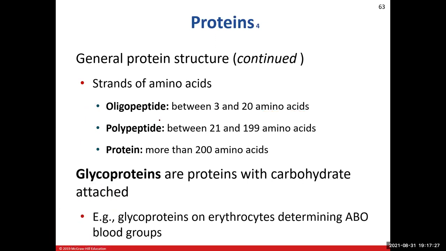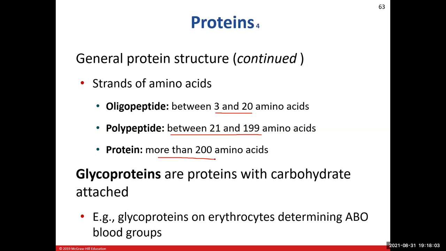So when you have, all right, a peptide string of amino acids, right? If it's between 3 to 20, it's an oligopeptide. If it's between 21 and 199, we call it a polypeptide. It has to be 200 amino acids or more for it to actually be a protein. Once we're 200 amino acids or more, it is an official protein. If it's not, it's going to be a polypeptide, or an oligopeptide, dipeptide, or individual amino acids.